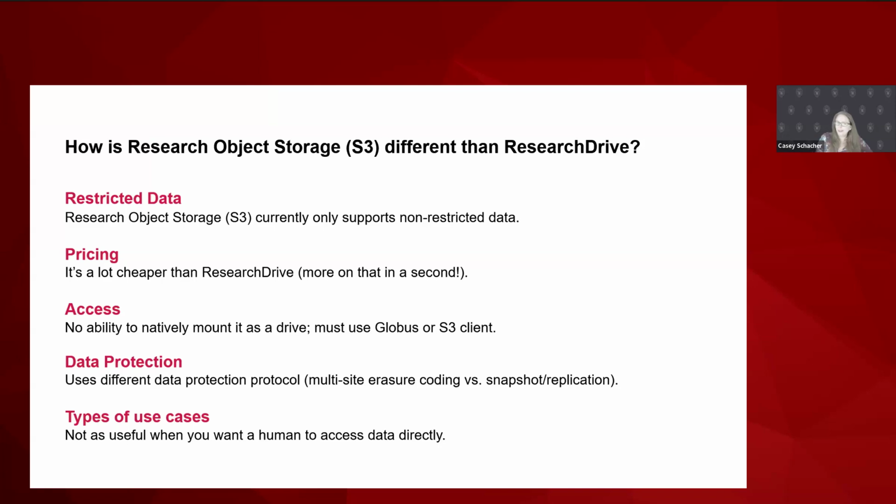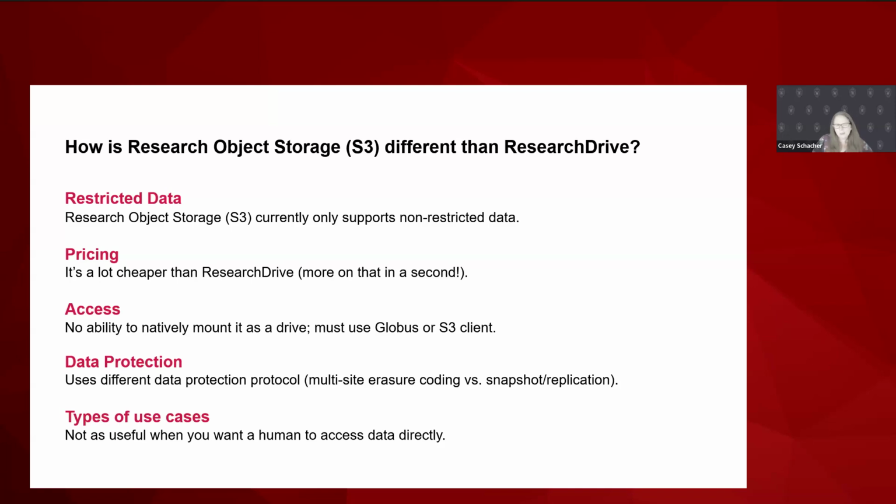You may be wondering, how is Research Object Storage different than Research Drive? There's a few key differences. I won't go through all of these because we are time limited right now, but I will say that Research Drive supports restricted data. Research Object Storage does not yet. Support for restricted data is on our roadmap, but we're just not there yet. So it's not available for restricted use cases. It is a lot cheaper. I'm going to go over the pricing in a minute.